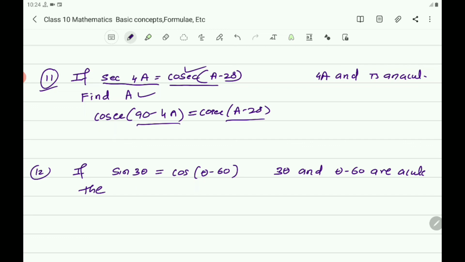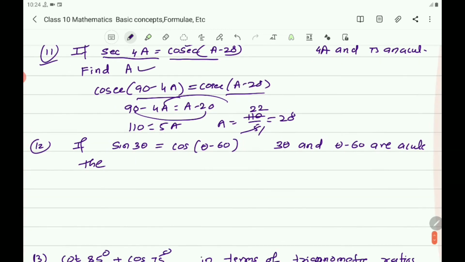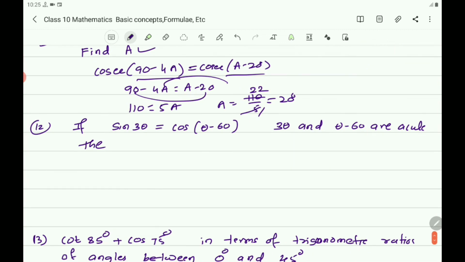Now you equate these two. That is 90 minus 4a equals a minus 20 degree. Shift this and shift this. That becomes 90 plus 20 is 110 equals a plus 4a is 5a. Then a equals 110 by 5. So you will get 5 ones are 5, 5 twos are 10, 22 degree. So what is the value of a? You got 22 degree. Not 20, 22 degree.